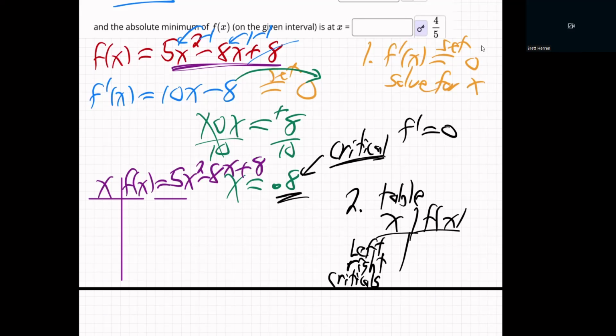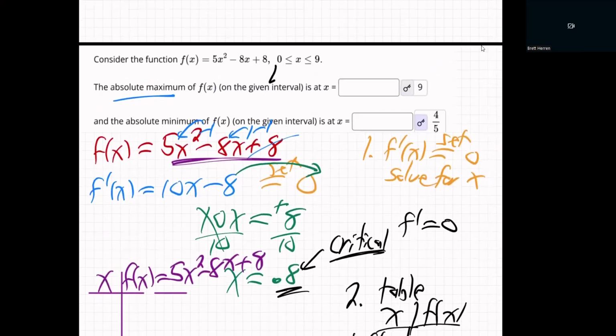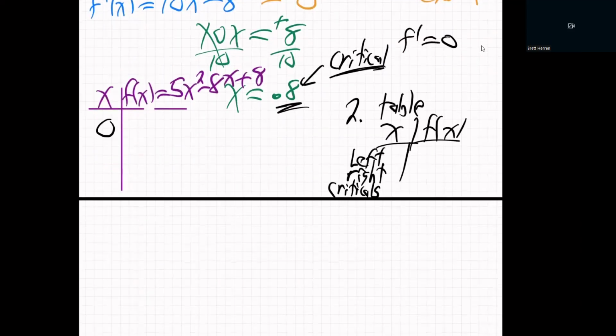Okay, and I'm going to plug in the endpoints. Now, what are the endpoints? This is the left edge. This is the right edge. We're going from 0 to 9. So you've got to put those in: x equals 0, x equals 9.